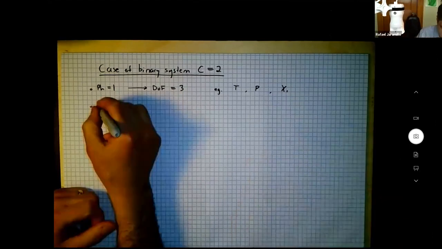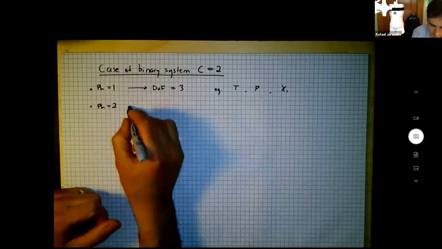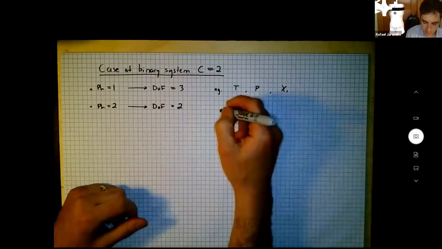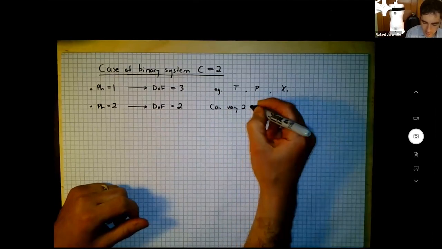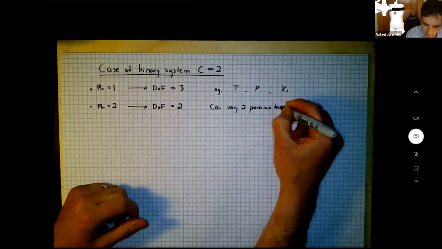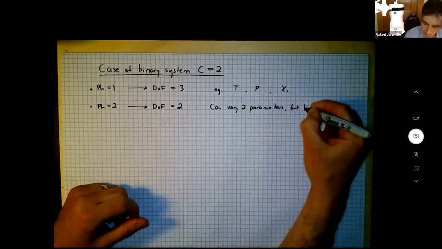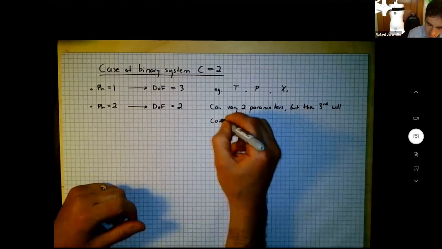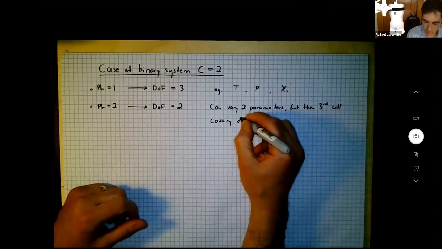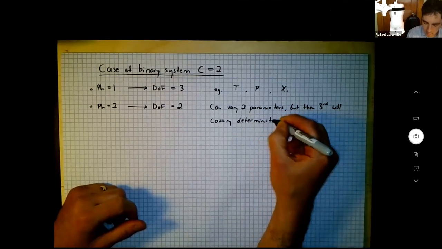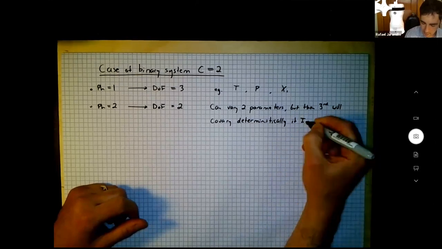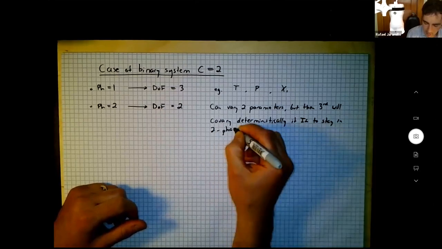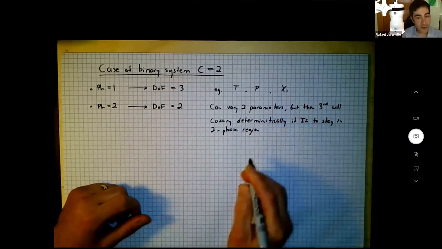What about two-phase? Degree of freedom equals two. So here, I can vary two parameters, but then the third will co-vary deterministically if I'm to stay in the two-phase region. And we're going to see this emerge in the next couple lectures with two-phase regions and tie lines and so forth.